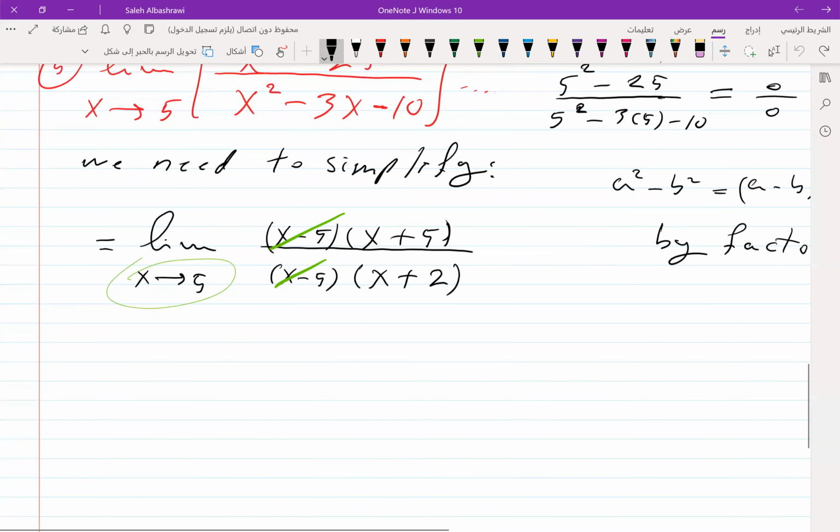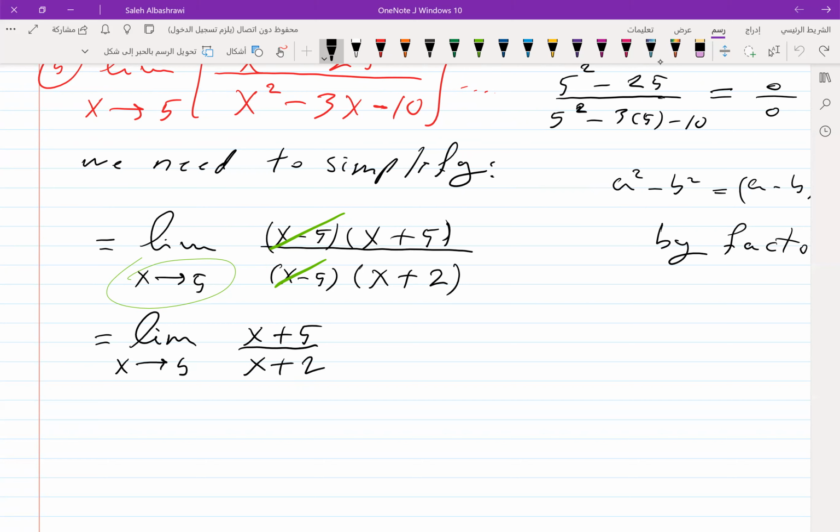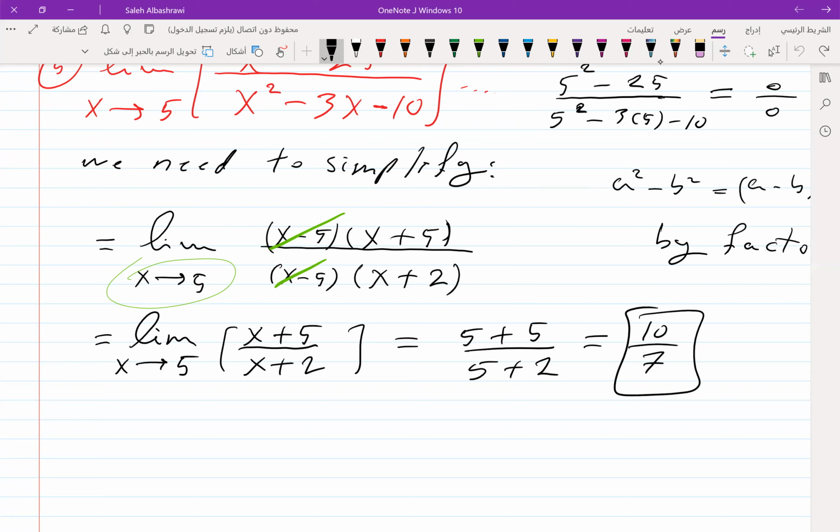So I will have the limit of x plus 5 divided by x plus 2 as x goes to 5. Now replace x by 5. I will have 5 plus 5 divided by 5 plus 2, so it is equal to 10 divided by 7. So the limit for this function when x goes to 5 is equal to 10 divided by 7.